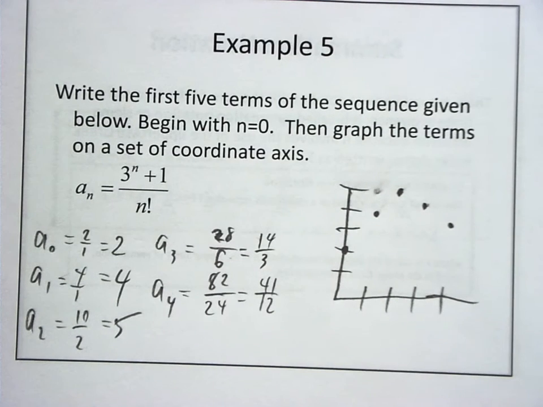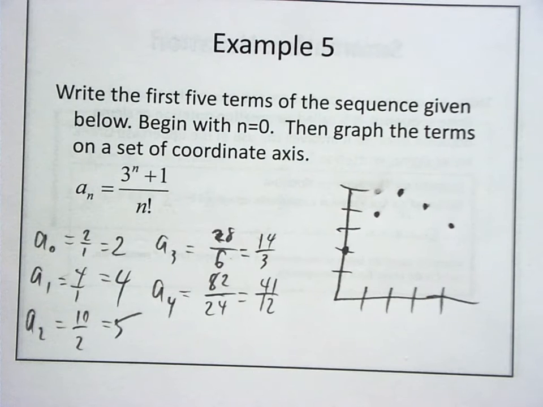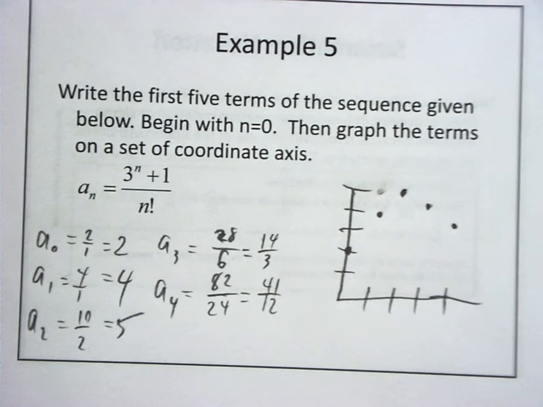Now, would I draw the line connecting those? No. They're asking you to graph the terms on the set of coordinate axes. So they're asking you to graph those individual points. They're not asking you to draw a line. Connecting them would actually be incorrect. Okay.